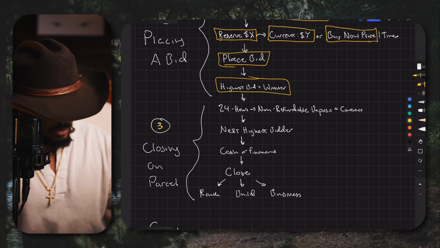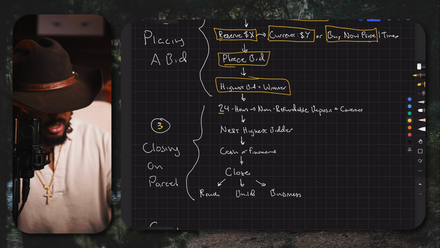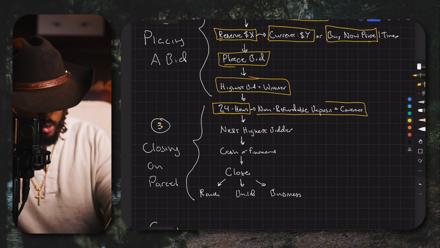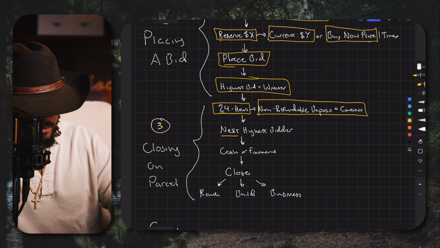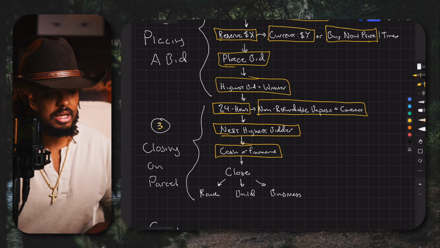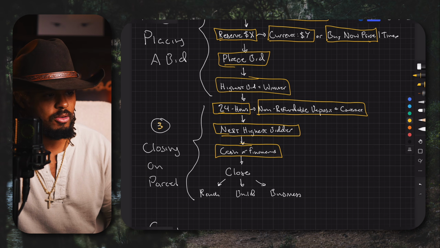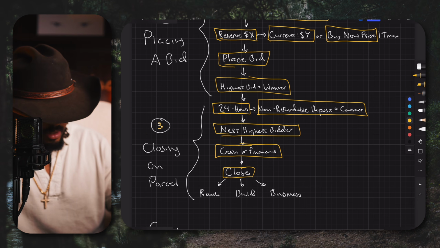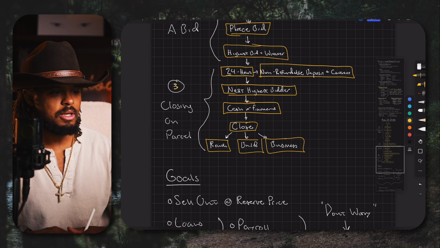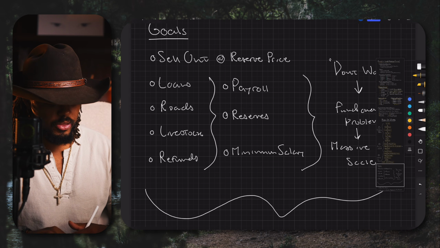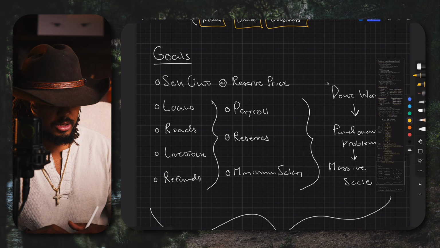From there, to ensure that people close on their parcel, we want to make sure that people have only 24 hours to move forward with their non-refundable deposit and sign their necessary contracts. If they don't do it, then things will go to the next highest bidder, who can use cash or financing to buy their individual parcel of land. Once people use cash or financing, then they can close. And once they close, they can start their ranch, they can start their build, or we can help them start their business. Ultimately, our goal with the auctions is to sell out at the reserve price.